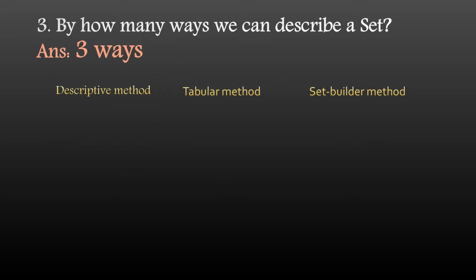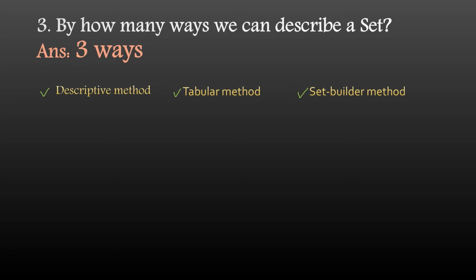By how many ways can we describe a set? We can describe a set in 3 ways. These are number 1, descriptive method, number 2, tabular method, and number 3, set builder method. In descriptive method, we express the elements of a set by words. We use words to describe a set, okay?